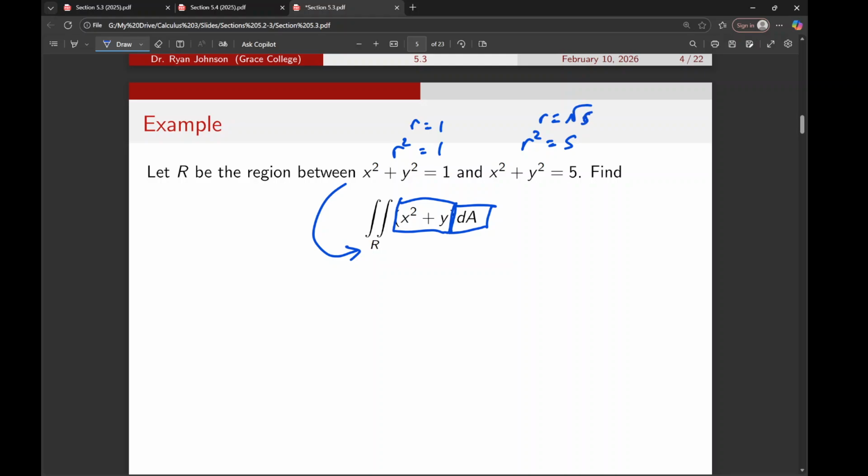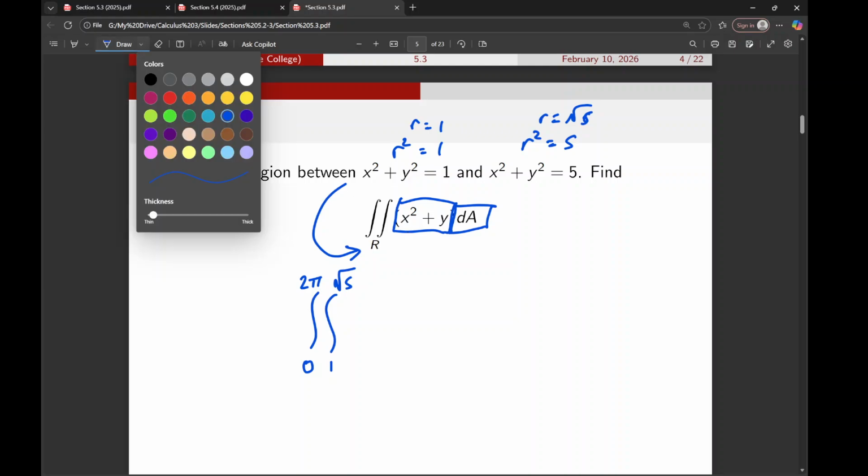That wasn't too bad. And then there's no theta mentioned. When there's x's and y's and none of them are mentioned, they go their full range, negative infinity to positive infinity. But when theta is not mentioned, it goes its full range, 0 to 2 pi. And then r goes between these two numbers, 1 and square root of 5. Okay, then we got to convert the function.